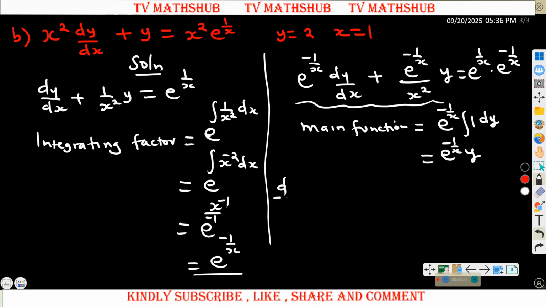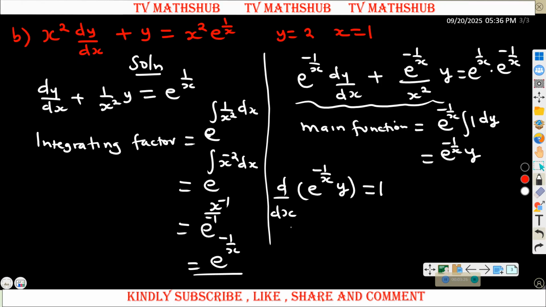So when you differentiate the main function, which is e to the power negative 1 over x times y, you will get the whole of this expression. For that case, d/dx of this will give us e to the power negative 1 over x times dy/dx plus y times e to the power negative 1 over x times 1 over x squared. On the right side, e to the power 1 over x times e to the power negative 1 over x is e to the power 0, and e to the power 0 is 1.